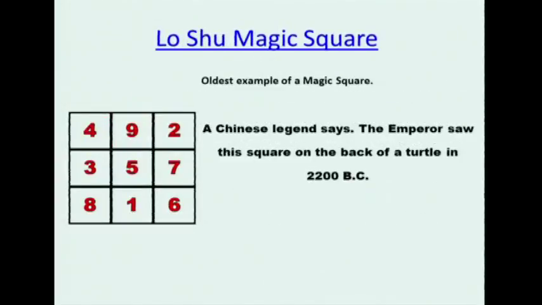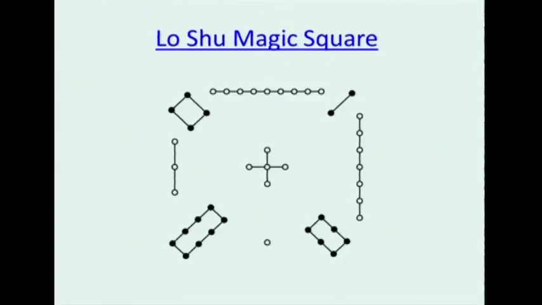All right. This is the oldest known example of a magic square. The Chinese legend says the emperor saw this magic square on the back of a turtle in 2200 BC. Now, he didn't see it with the numbers because the Chinese didn't have these numbers. But what he did see was a rope with a series of knots. So this is 1 knot. This is 5 knots. This is 2 knots.